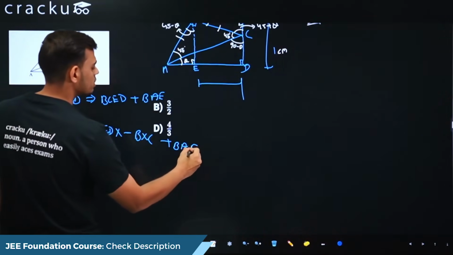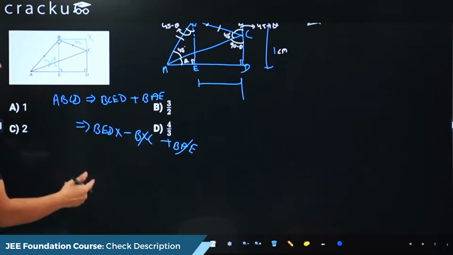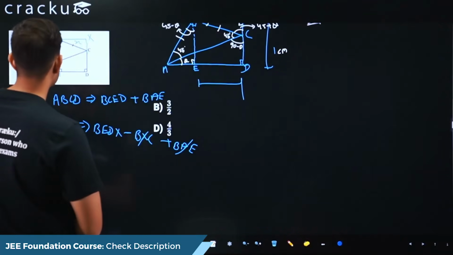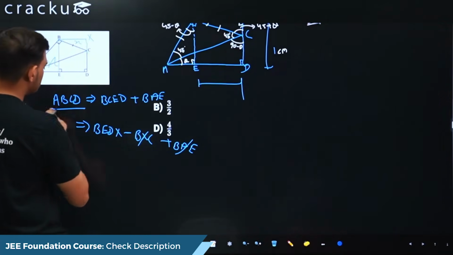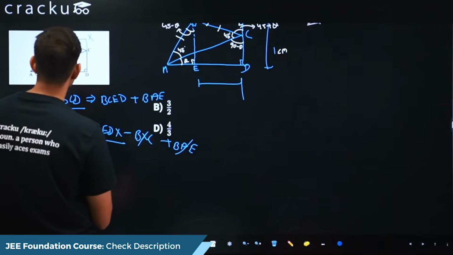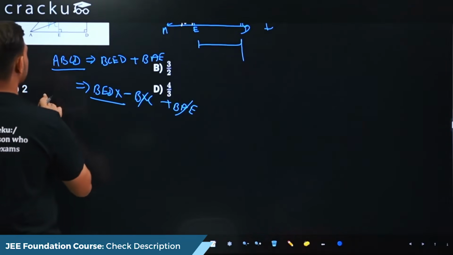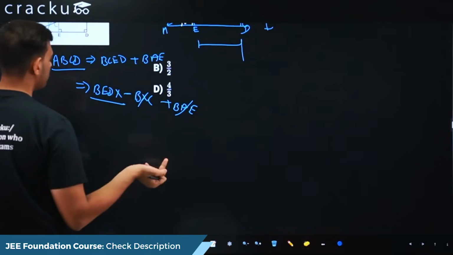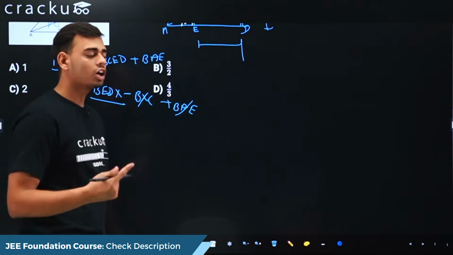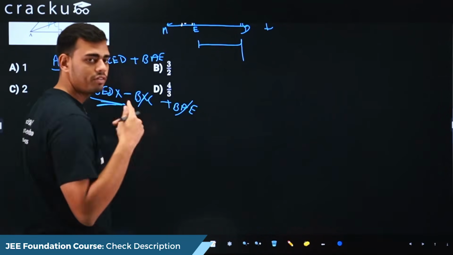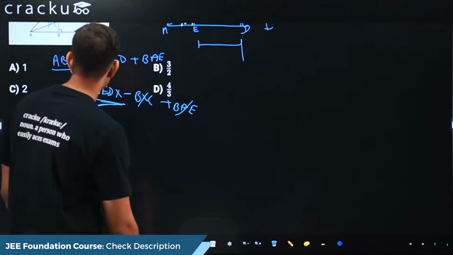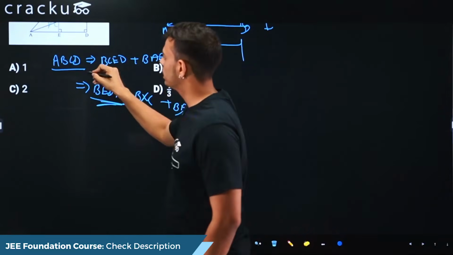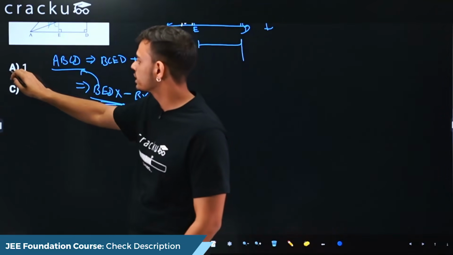Now, area of these two triangles is equal because these two triangles are congruent. So, area of quadrilateral ABCD comes out to be area of square BEDX. And what's the side of BEDX? 1 centimeter. So, area of this square will be 1 into 1, 1. And this means that area of this quadrilateral will also be 1. So, the correct answer will be 1.